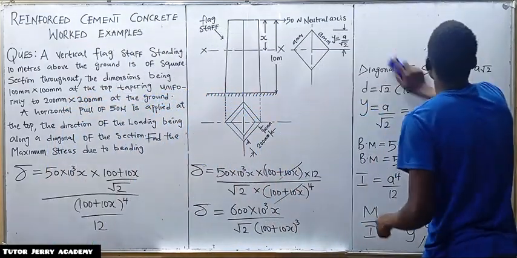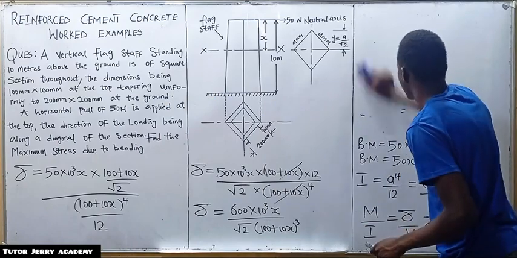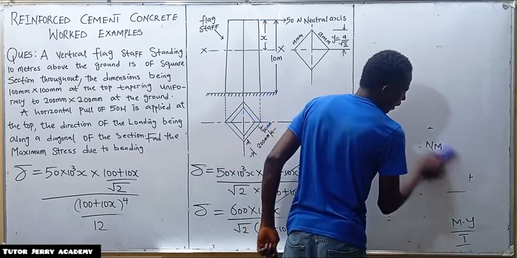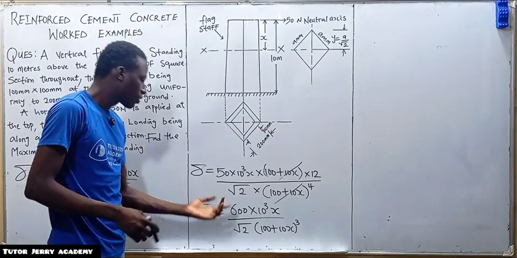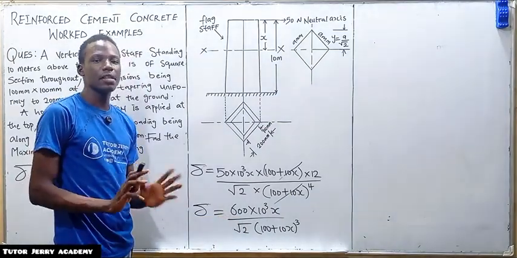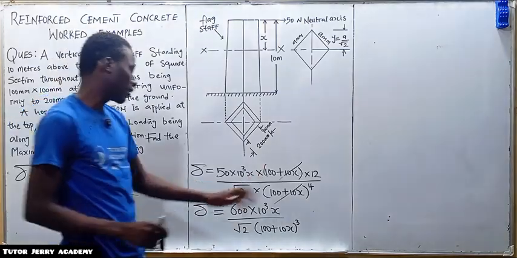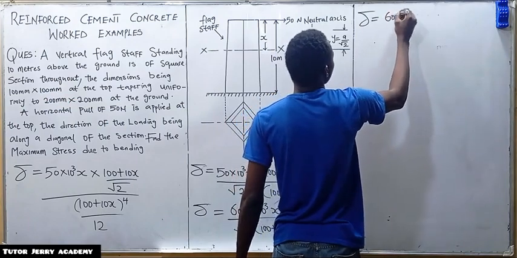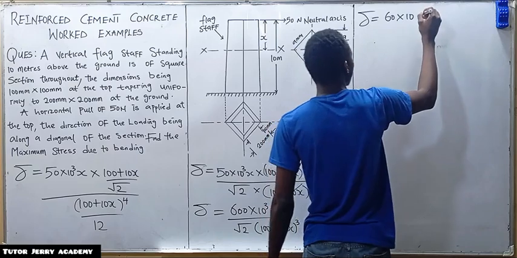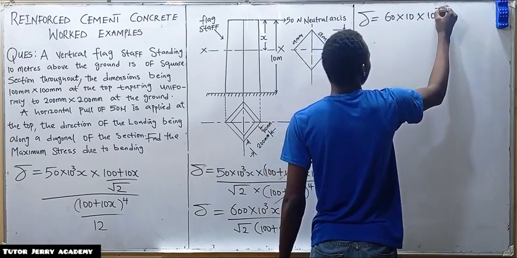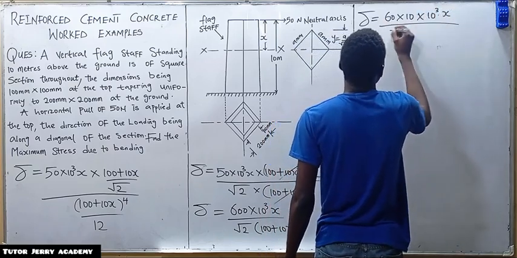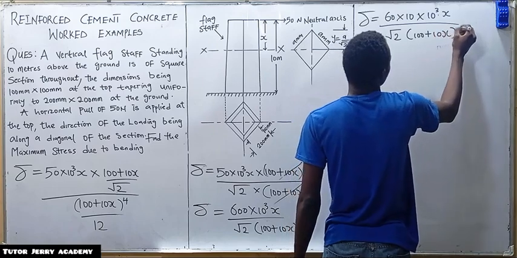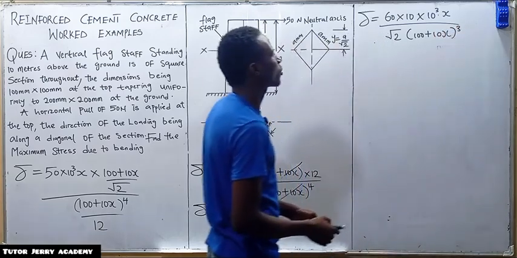Now 600 is the same thing as 60 multiplied by 10. So we say sigma will be equal to 60 multiplied by 10, multiplied by 10 to the power of 3x, all over the square root of 2 into (100 plus 10x) all to the power of 3. Now look at what we have here very well.